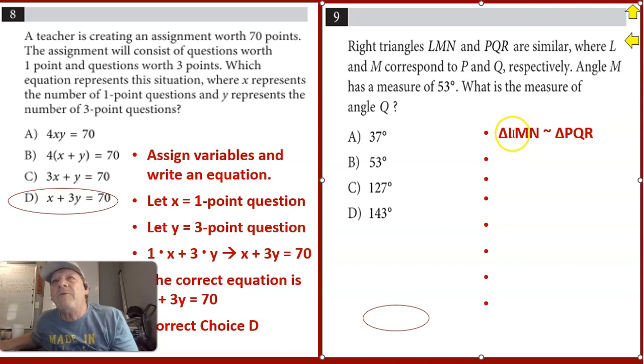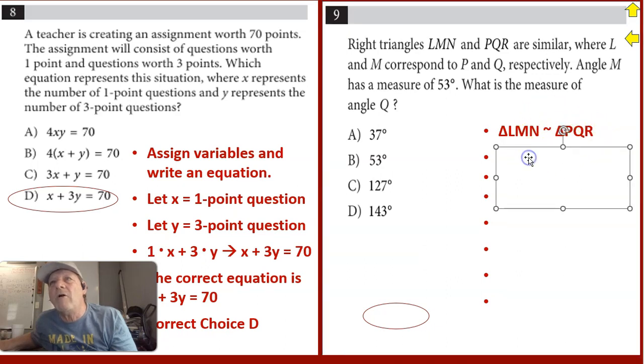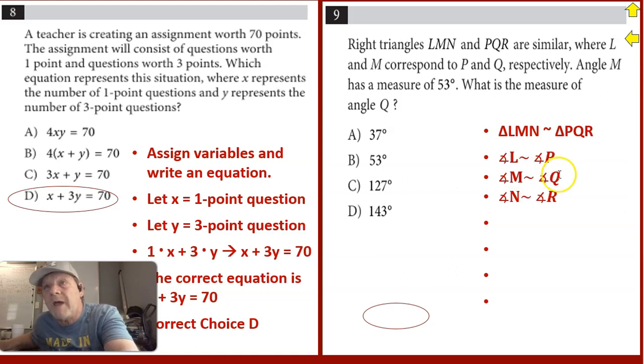Well, the very first angle, L, is going to correspond to the very first angle, P. And then the second angle, M, since the order matters, corresponds to the second angle, Q. And then the third angle, N, corresponds to the third angle, R, because order does matter in a similarity statement.